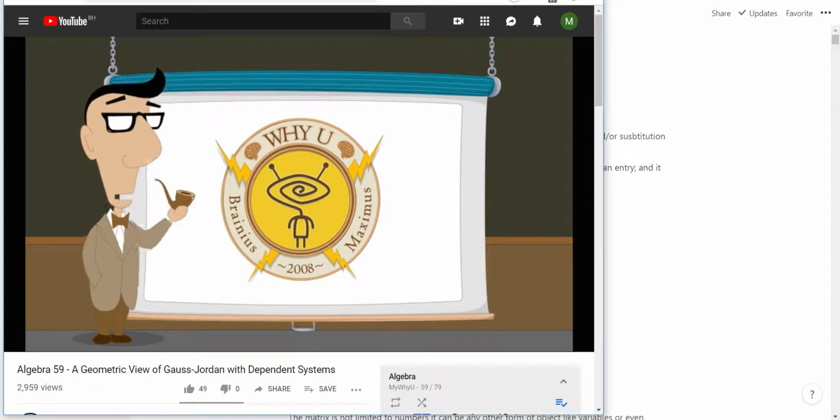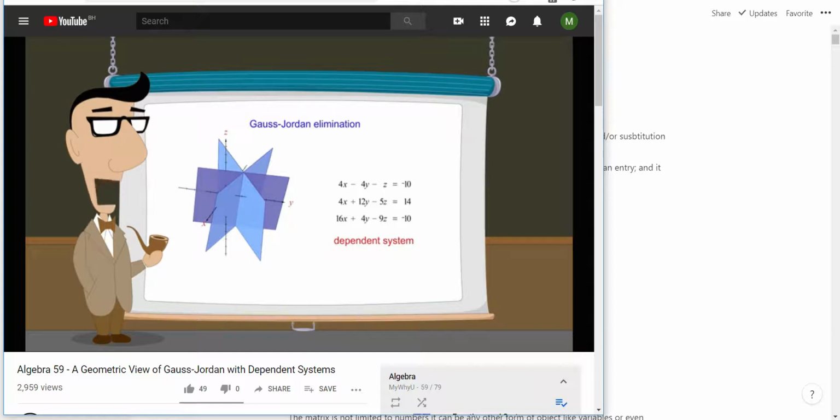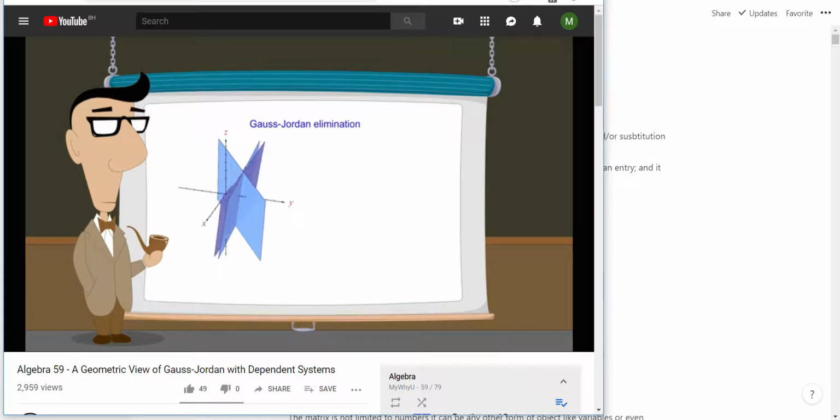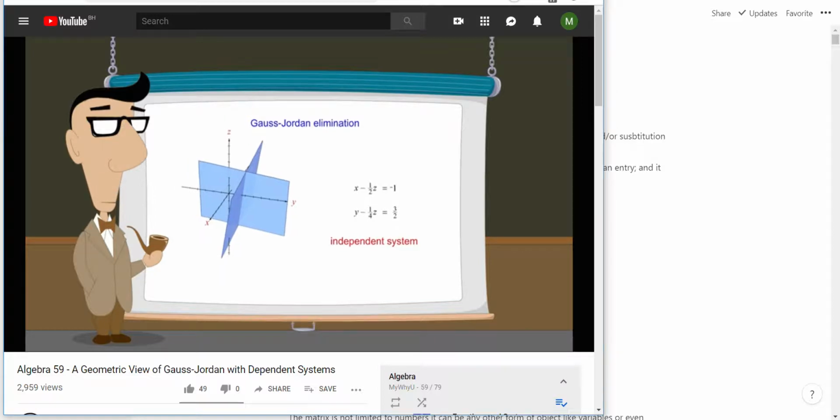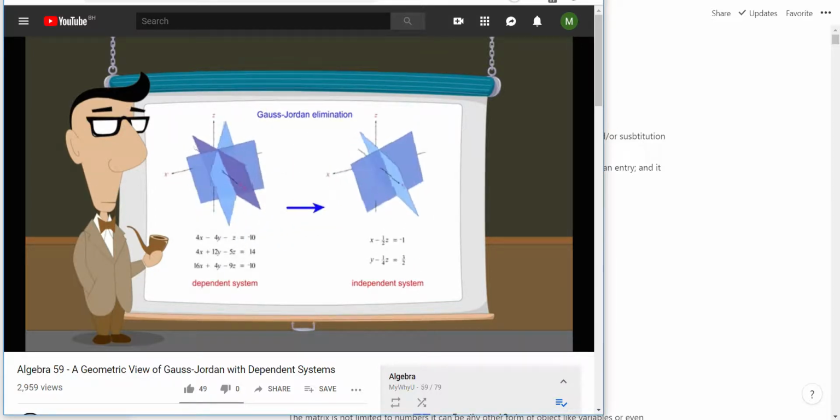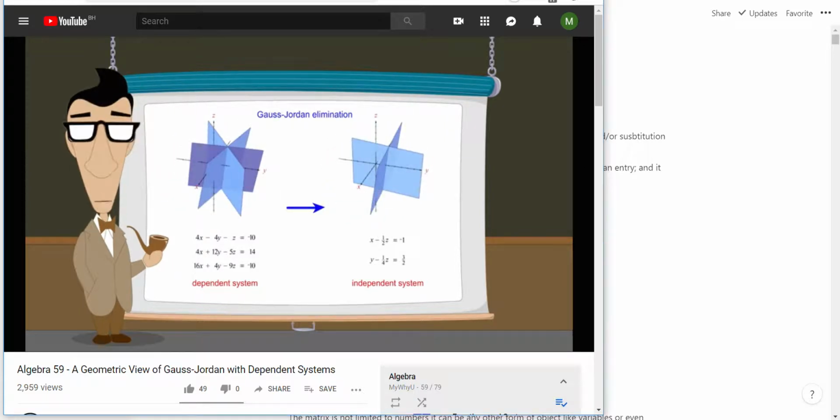In the previous lecture, we saw that when Gauss-Jordan elimination is used to transform a matrix that represents a dependent system of linear equations, the result will be an independent system of fewer equations from which the solution set can be easily determined. Although the planes corresponding to this new system may be different than the original planes, the solution set of the system will always be the same.